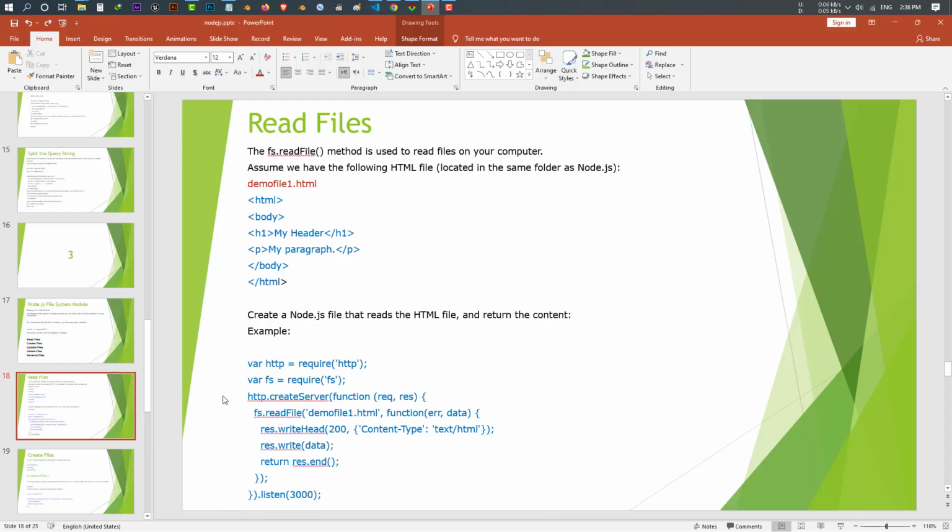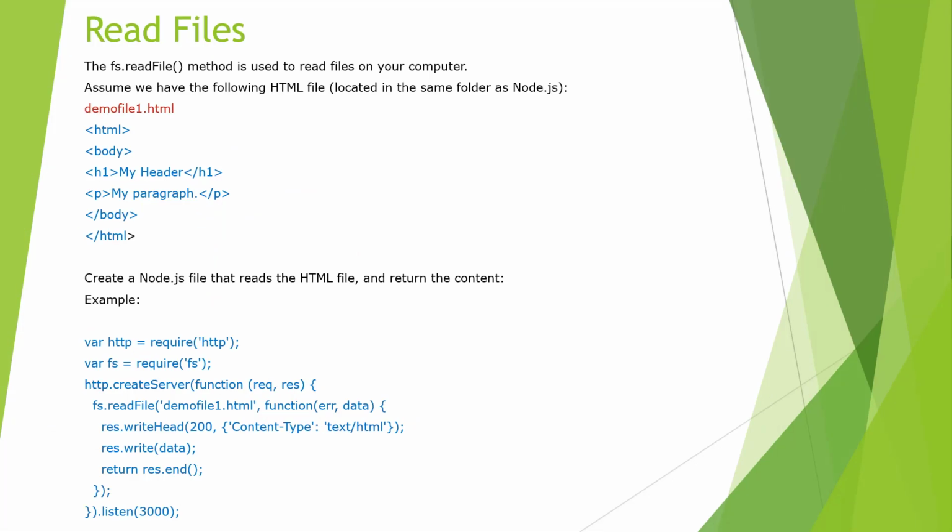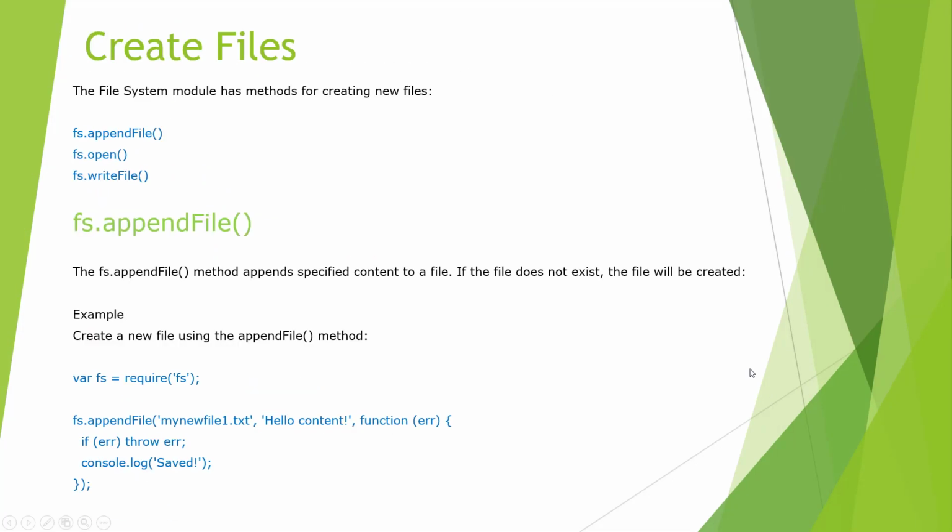Okay, what is the next thing? The next thing is to create a file. Now we learned how to read a file, but we also want to learn how to create a file. To create a file, we have three ways: by using the file system append, open, or writeFile. We have these three methods to create a file.